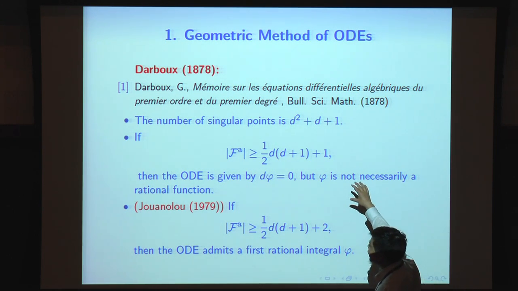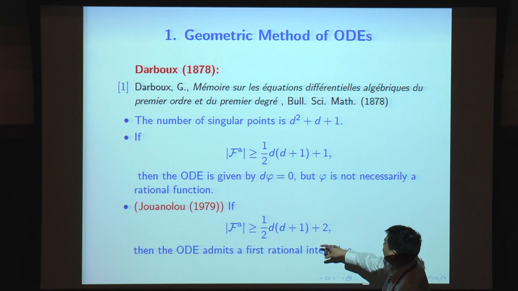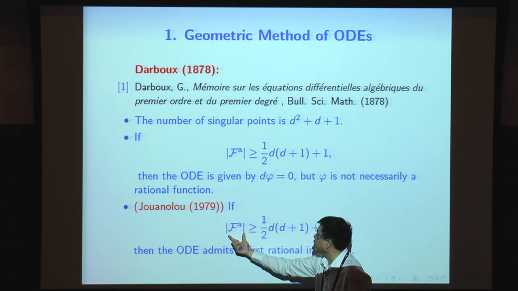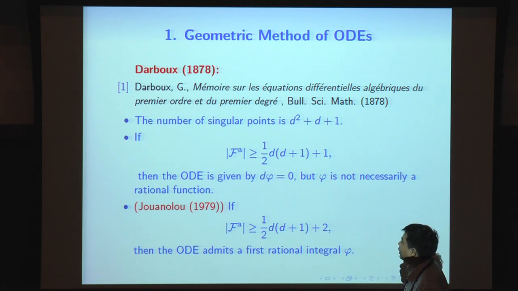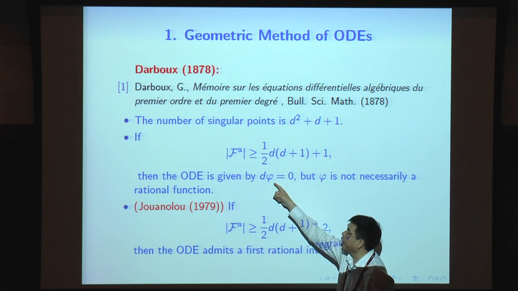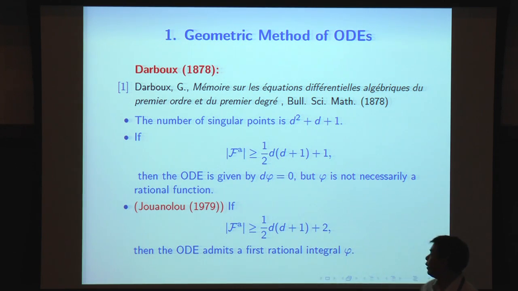So this result was generalized. If the number of algebraic curves in this set is bigger than this one plus 1, then the ODE admits a rational first integral phi. So in this case, phi is a rational function. In the generic case, the set is empty, meaning there is no algebraic solution.